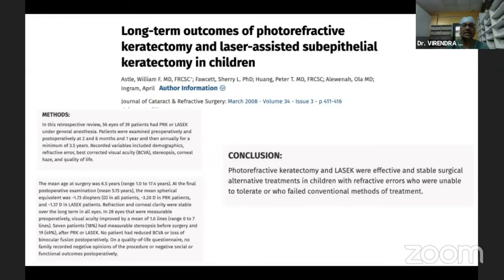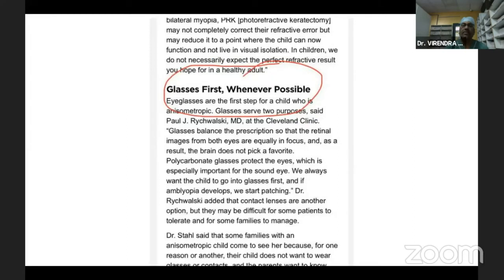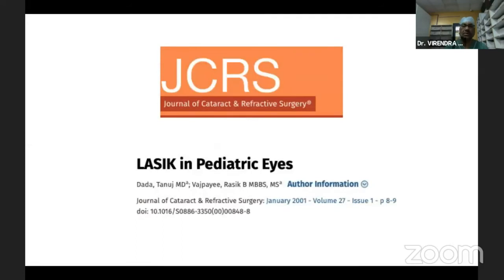But again, I said there are so many issues, which I will discuss, that for doing surgery in children, even in the review articles, the line given is glasses first whenever possible. So it means they also are not in favor of doing refractive surgery. But definitely when you feel that nothing is working and the child is going into amblyopia, a deep amblyopia, which we can consider in other terms like a blind eye, because as we all know, vision less than 6/60 is not very useful even for social reasons.